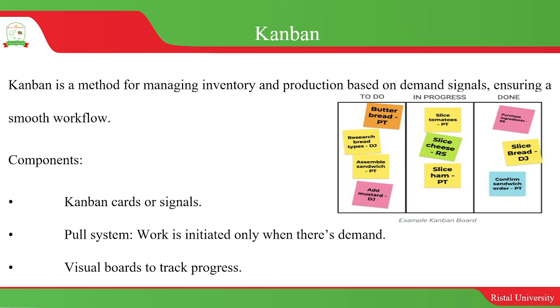We have the Kanban. It's a method for managing inventory and production based on demand signals, ensuring a smooth workflow. The components are the Kanban cards or signals, the pull system where work is initiated only when there is a demand, and the visual boards to track progress. We have a diagram here, an example of a Kanban board.